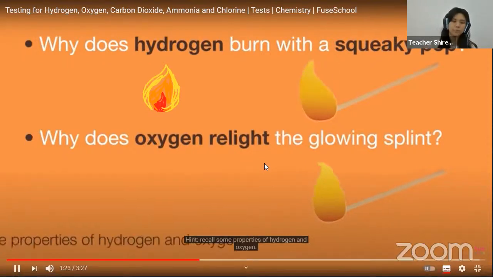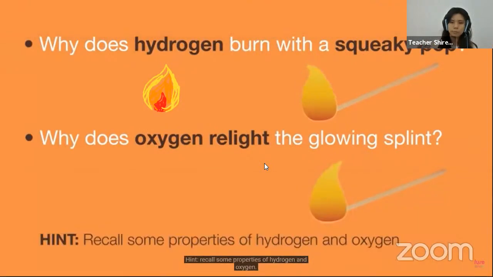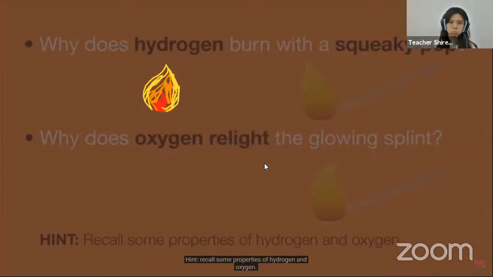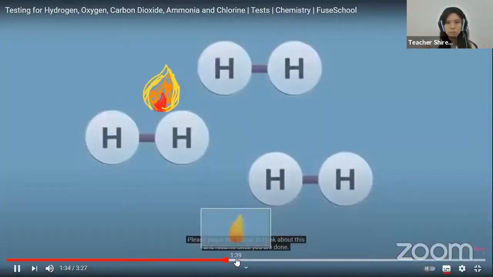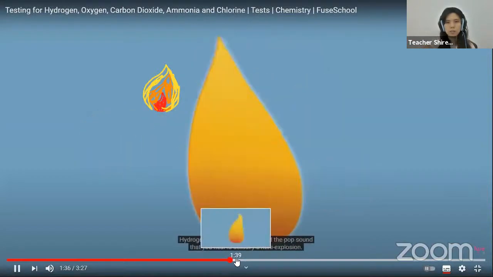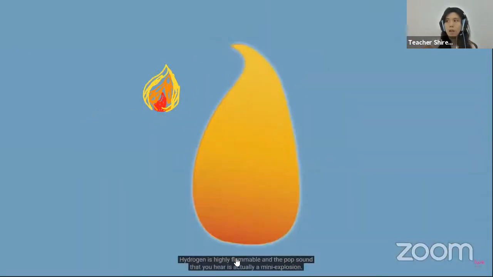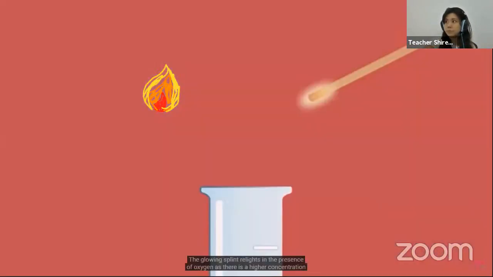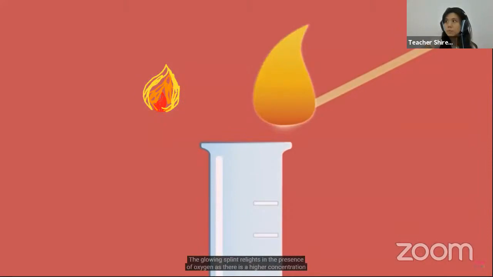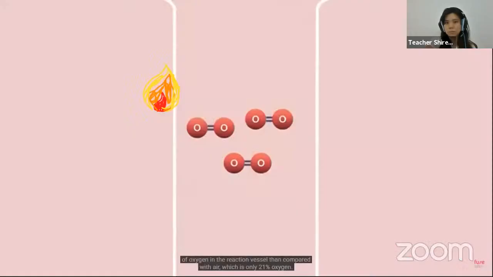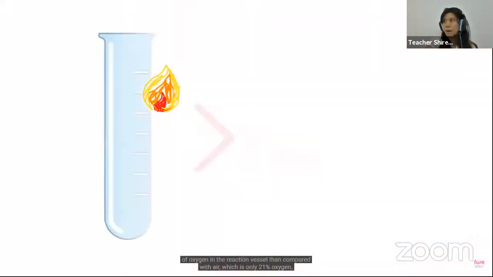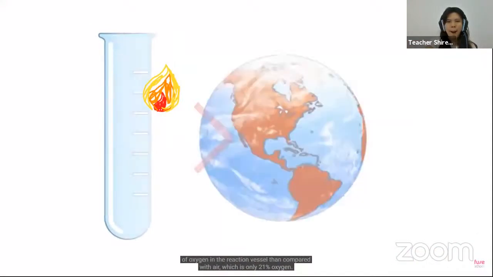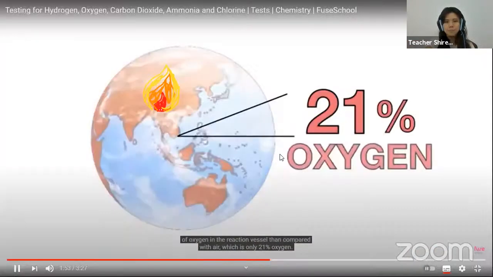Hint: recall some properties of hydrogen and oxygen. Please pause the lesson to think about this and resume once you are done. Hydrogen is highly flammable, and the pop sound that you hear is actually a mini explosion. The glowing splint relights in the presence of oxygen as there is a higher concentration of oxygen in the reaction vessel than compared with air, which is only 21% oxygen.